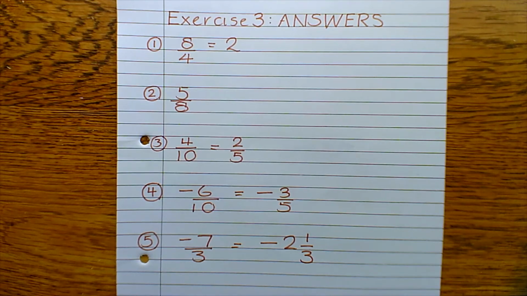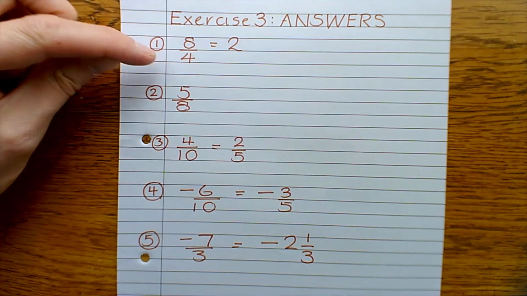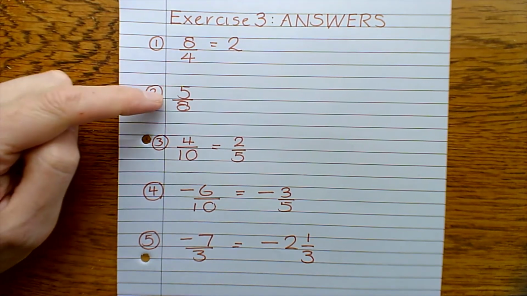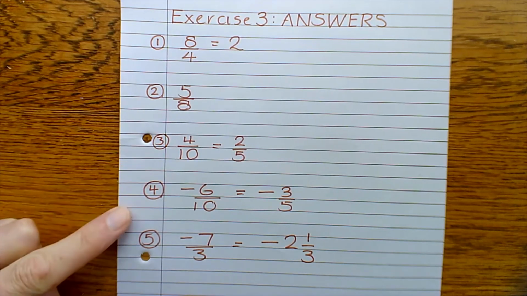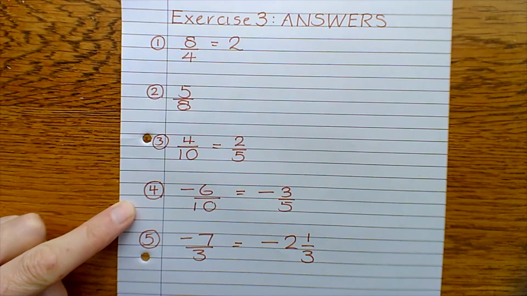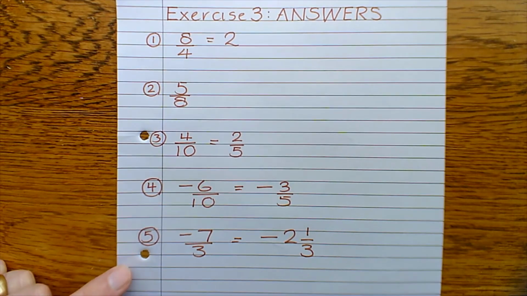So I reckon these are the answers you should have. The first one was 8 up but only 4 along, so the gradient was 2. 5 and 8, that's just 5/8. 4/10, you can simplify the fraction. Here it's negative because it goes down 6 from the first y coordinate to the second y coordinate. And this one here was also negative.